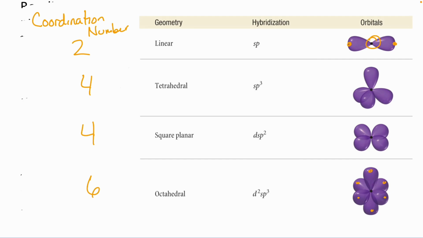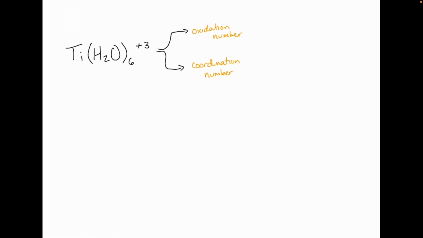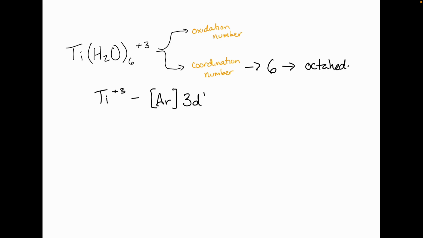Okay? So our transition metal complex, we were given this formula. We were able to tell a few things from that. We had this titanium 3 ion, that was our oxidation number. So from there we could figure out our electron configuration. And we had this coordination number of 6, which led us to determine that we have an octahedral geometry.